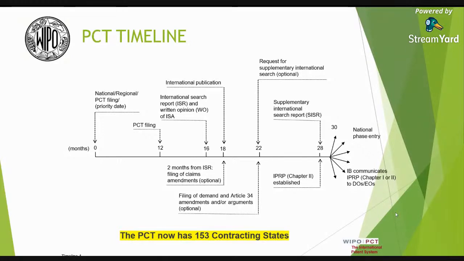Then you can file a demand for international preliminary examination, or a supplementary search, or you file the amendment based on the report. You can file for amendments, or you can argue with the examiner if there are comments on novelty and inventive step. Based on that, the international preliminary examination report, as it used to be called earlier, is now called the supplementary international search report, SISR. Once you get it within 28 months, you can now decide. So now we are at 0 to 28 months.